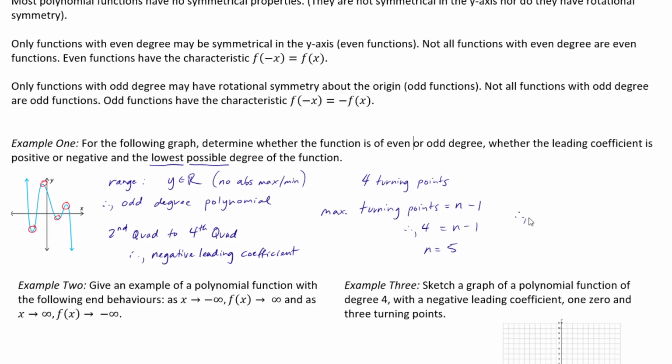So therefore, the lowest possible degree is 5. Right? 3 doesn't work. There's too many turning points for it to be degree 3. And 7, that works, but that's not the lowest possible. 5 is your lowest possible degree.